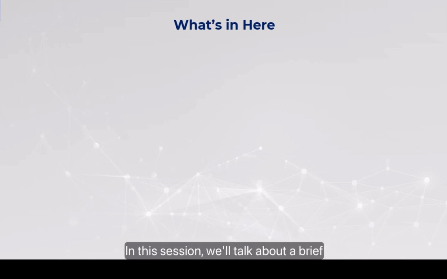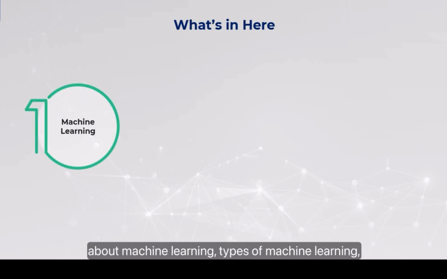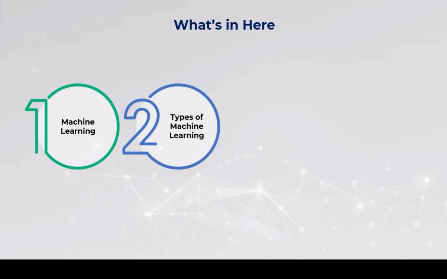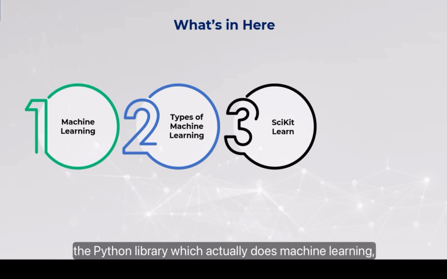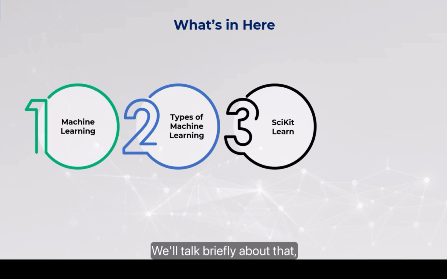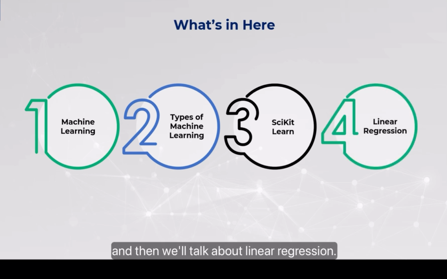In this session, we'll talk about a brief on machine learning, types of machine learning, the Python library which actually does machine learning, which is scikit-learn. We'll talk briefly about that, and then we'll talk about linear regression. This is one of the most vital algorithms, which we will be covering pretty briefly here.